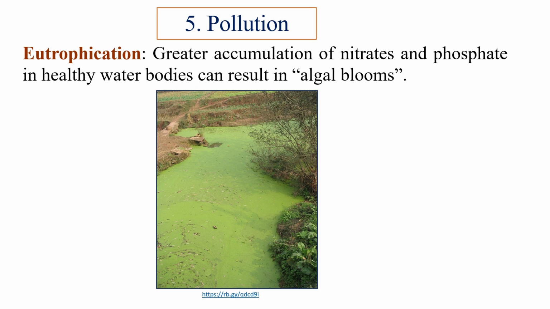Nutrients from fertilizer like nitrogen and phosphorus promote plant growth, but when their concentration levels increase in water systems, they destroy the aquatic life. Greater accumulation of nitrates and phosphates in healthy water bodies can result in algal blooms. This phenomenon is called eutrophication, which depletes the oxygen needed by aquatic animals in water bodies.